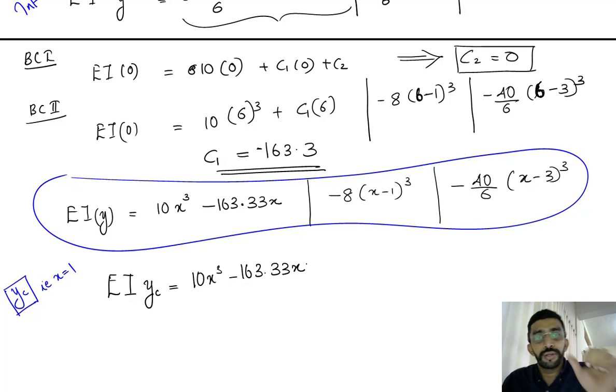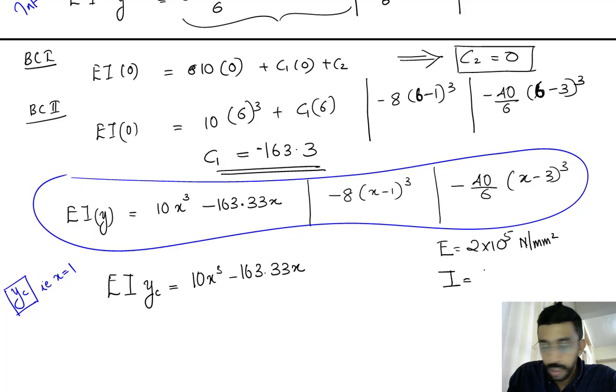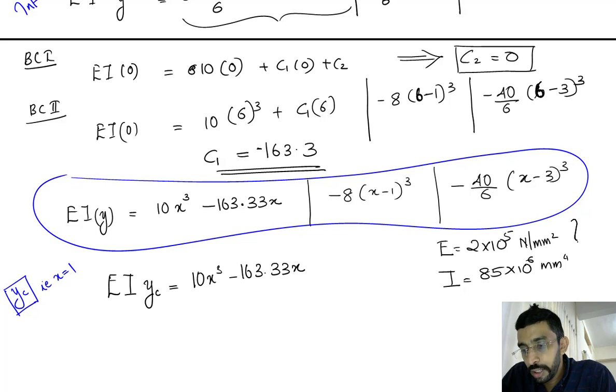Now we have to substitute the values of E, I and x. But before you substitute, you have to understand the dimensional homogeneity, or how the units have to be substituted. We have the value of E as 2 into 10 power 5 Newton per mm square. We have the value of I as 85 into 10 power 6 mm raised to 4. That means if I want to substitute E and I in terms of Newton and mm, I have to make some necessary changes. And what are they?